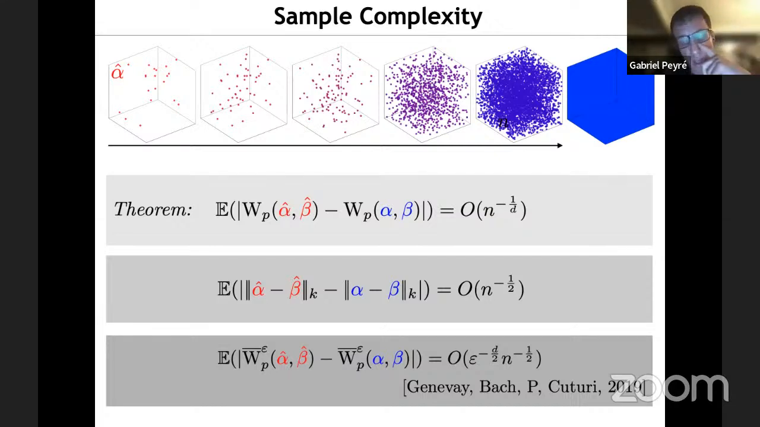And the good news is as soon as epsilon is strictly positive, you don't suffer from the curse of dimensionality in the same way that Monte Carlo doesn't suffer from it, in the sense that the speed is 1 over square root of n. But of course, the bad news is the constant, which blows up with epsilon and is inversely proportional to the dimension.